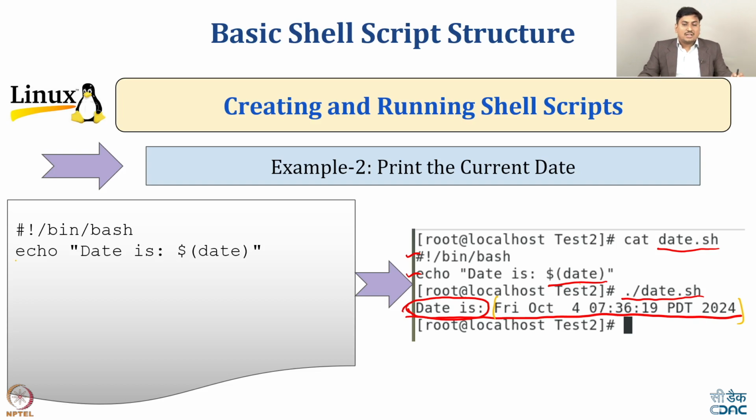So, first the echo command is executed, and within that echo command there is another command which gets executed, and we get the respective output on the terminal, right.